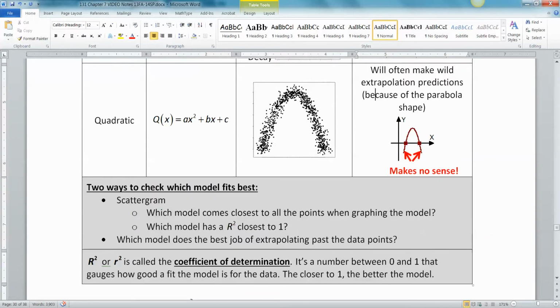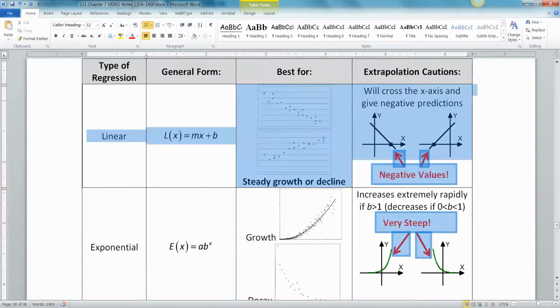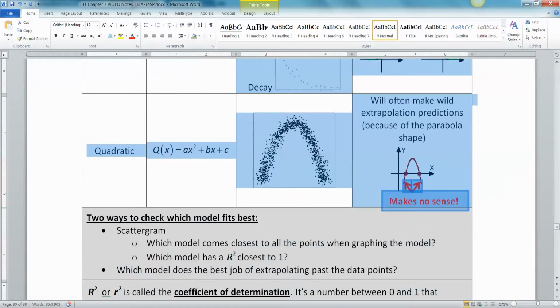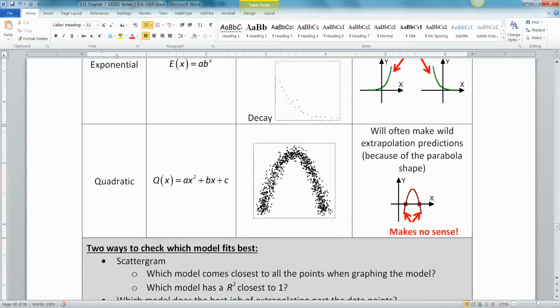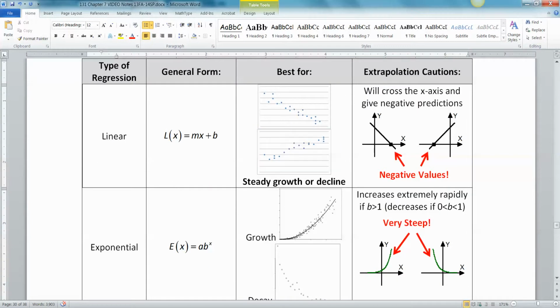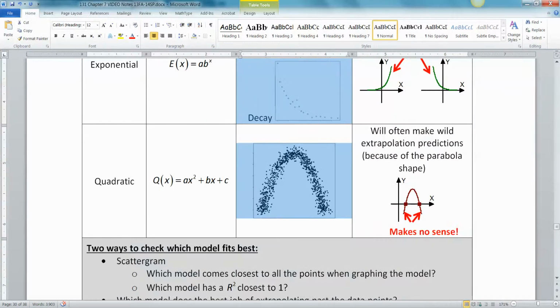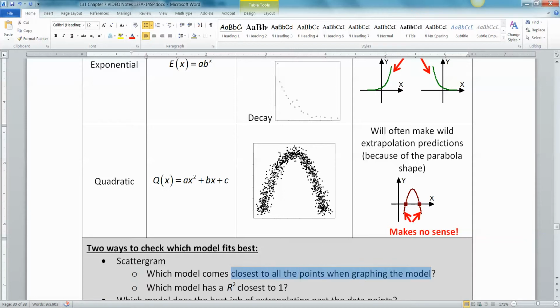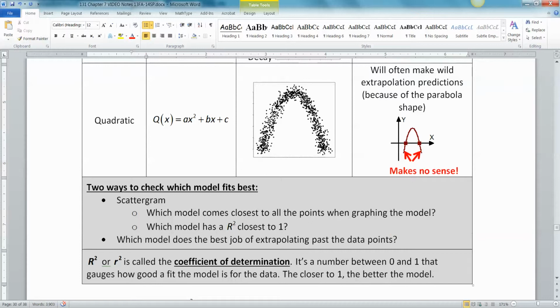All right, so what are the best ways to check which model is your best fit? I mean, if we have these three different types, how can you tell which type you're looking at? Well, the first thing we've looked at is the scatter plot, this middle column here. You kind of look at the data and try to see which model would do the best of coming closest to all the points. Okay? And then the next thing you might want to do is see which model has the r² value closest to 1, right?